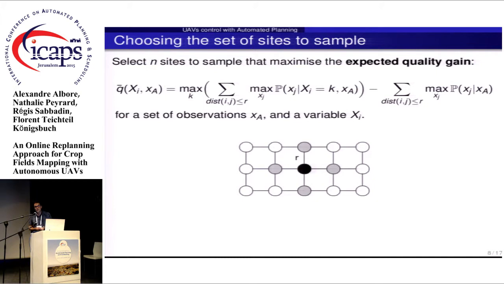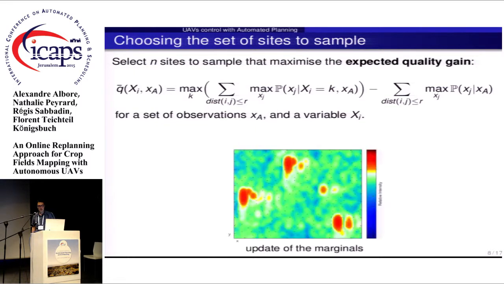So how do we choose the sampling sites? We choose them based on the expected quality gain, which is given by this formula: the sum of the probability of the best variable for all the sites in the map, in our field, before and after an observation. So it is the gain we can expect on the final quality of the reconstructed map from an observation.